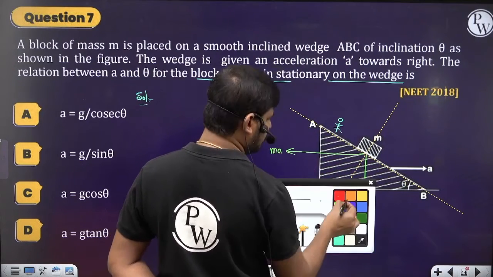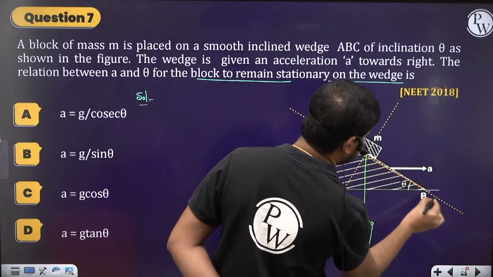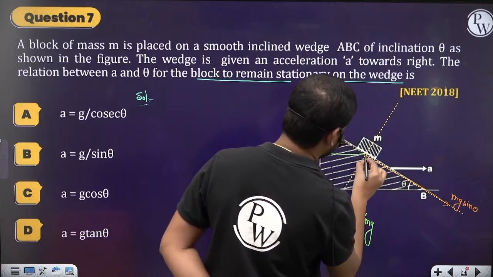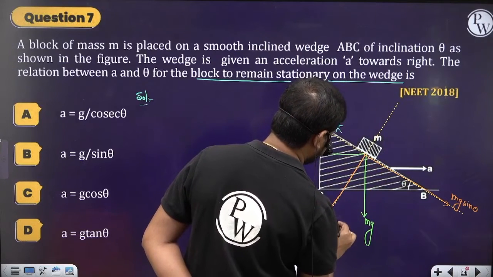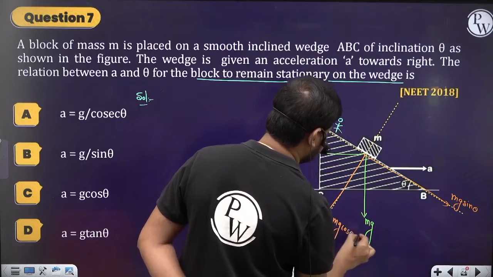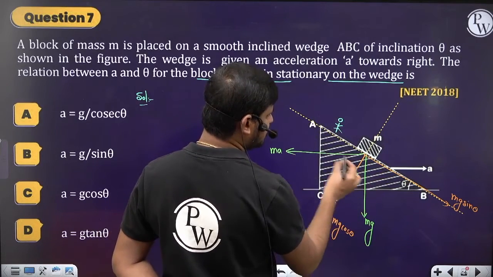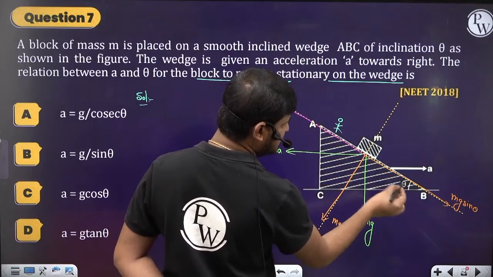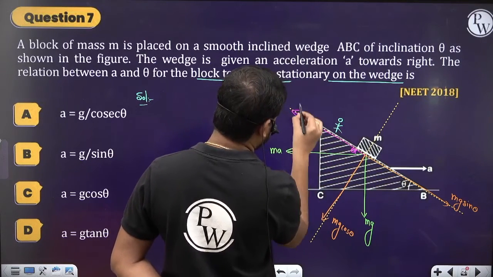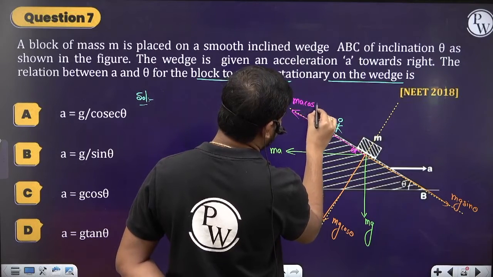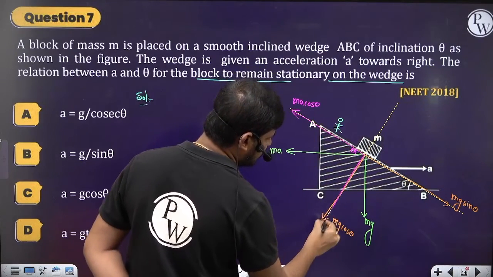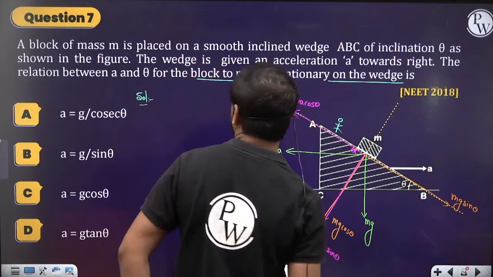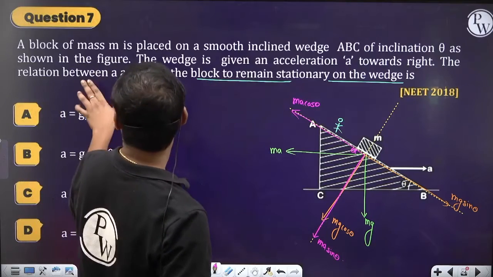Now the two components of mg: one is mg sin theta this side, and this side mg cos theta. Alright, we have already seen. In a similar way we can write for this also. Previously we wrote, if this angle is theta, this is going to be theta. So this is going to be ma cos theta, this component of ma, and one more component of ma will come this side, which is ma sin theta. So what are they asking? They are asking what is the relation between a and theta.